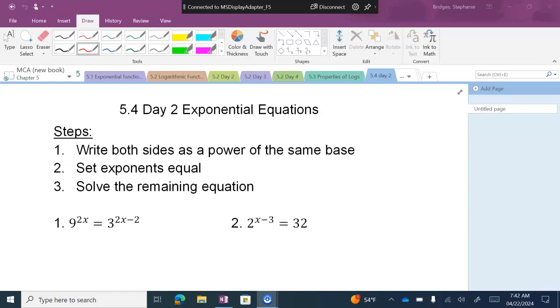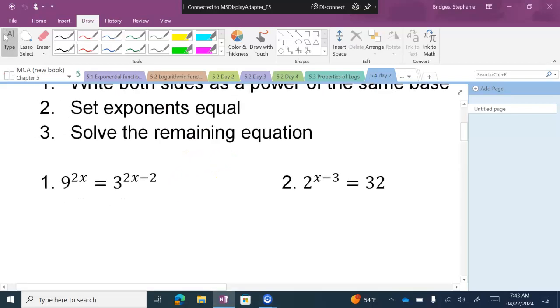So if I'm looking at my bases for number 1, 9 and 3, looking at the bigger base 9, can it be rewritten as a power of 3? Yes. Okay, so we're going to do that just like we've done before. Here we've got a little bit more involved as far as our exponents go. So what I'm going to do is I'm changing that 9 into 3 squared, but I'm keeping that exponent of 2x on the outside. The other side is already a base of 3, so I do not need to change that.